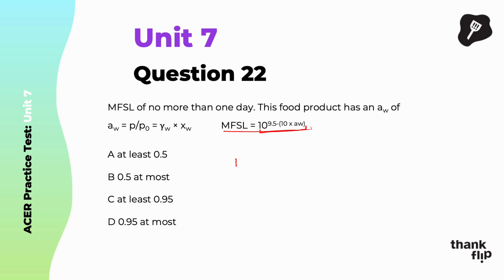So what I would do is 10 to the power of 9.5 minus 10 times AW. So this has to be less than 1, right? Because it says no more than 1 day. So now we have an inequality, and all we have to do is solve it, right? So we can take the log 10 of both sides.